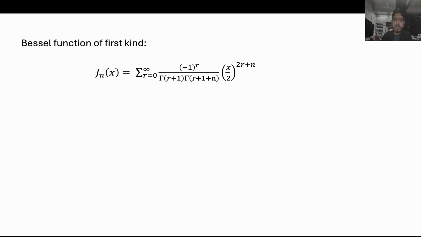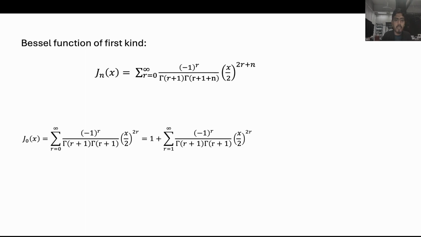If you look at J0(x), for example, it is written as the sum over r equals 0 to infinity of (-1)^r divided by gamma of r plus 1 times gamma of r plus 1, because I am putting n equals 0 here, times (x/2)^(2r). Okay, so I have put n equals 0.